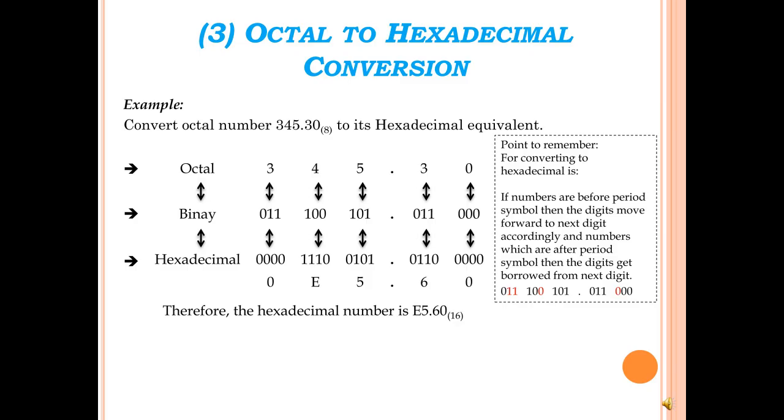Now, as per the hexadecimal format, 1110 represents the value E, 0101 represents the value 5, 0110 represents the value 6, and 0000 represents the value 0. So the final answer comes as E5.60 base 16.